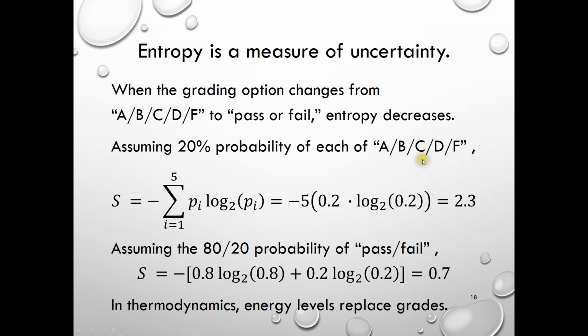So when we have a wider grade distribution, we have 5 categories here, higher entropy. When we have only 2 categories, pass versus fail, we have narrower grade distribution. Entropy is 0.7. In thermodynamics, we do similar calculations, except one change. We use energy levels to replace the grades.